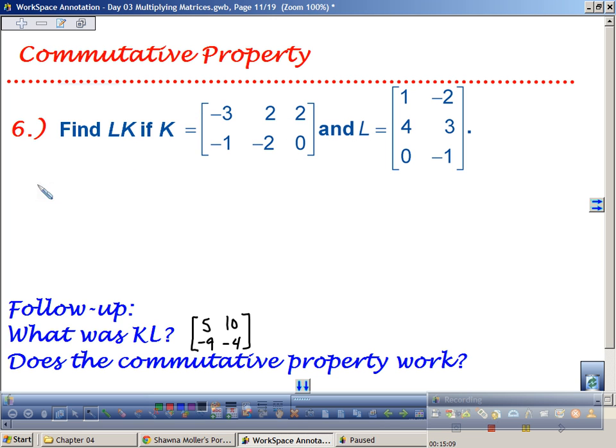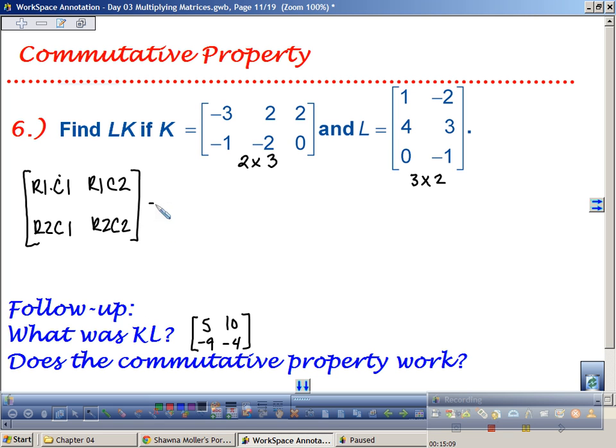So K times L would be, let's see here. If this is a 2 by 3, and this is a 3 by 2, what am I going to end up with? A 2 by 2. You guys are so smart. A 2 by 2 with row 1 times column 1, row 1 times column 2, row 2 times column 1, row 2 times column 2. A little easier now? I'm just going to erase this now.